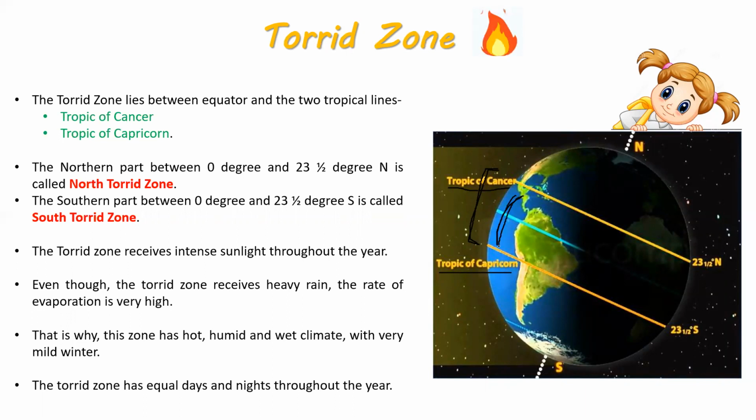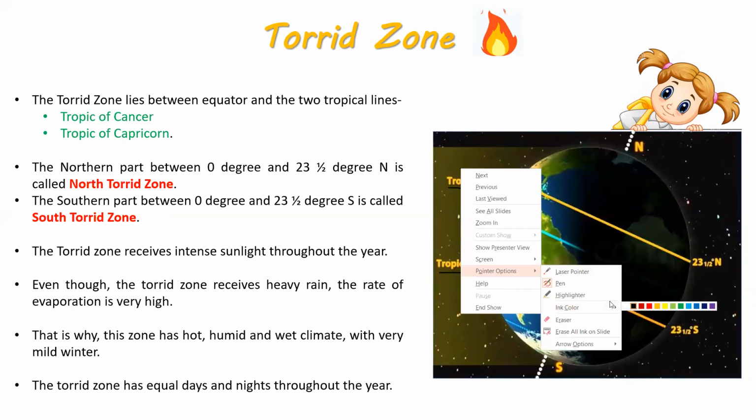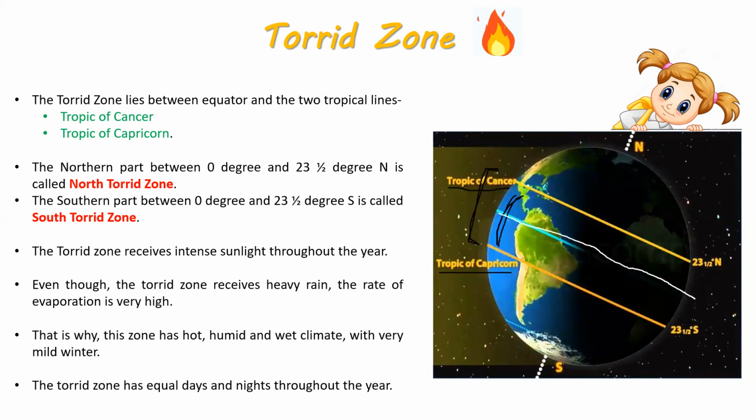The north part between 0 degree and 23.5 degree north is called the North Torrid Zone. So in this picture, as you see, we have our earth, which is divided into 2 halves by the equator. This is the equator. And this zone is the torrid zone. The part between the equator and the Tropic of Cancer is called the North Torrid Zone. And the part between the equator and the Tropic of Capricorn is called the South Torrid Zone. So we have the torrid zone, which is again divided into 2: the North Torrid Zone and the South Torrid Zone.